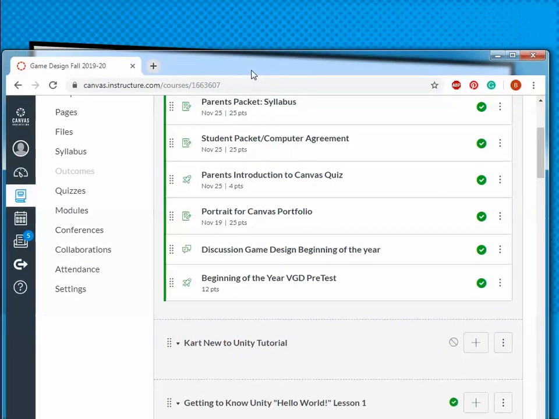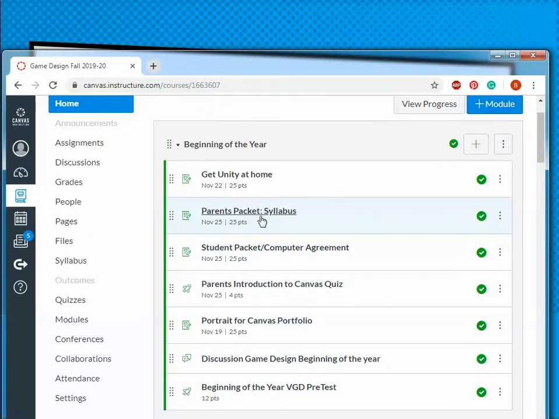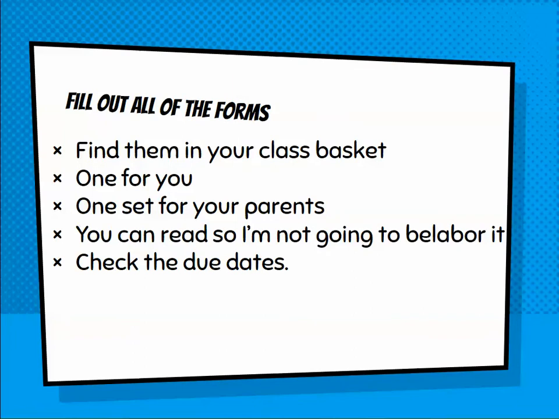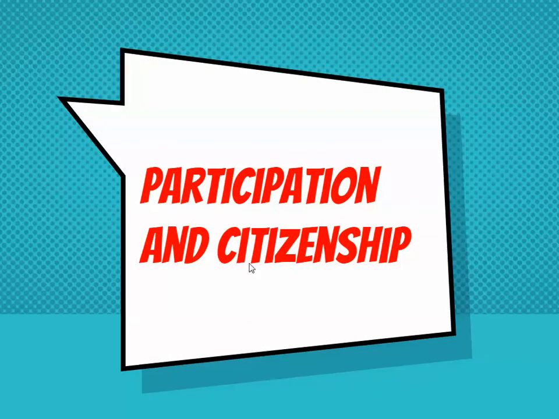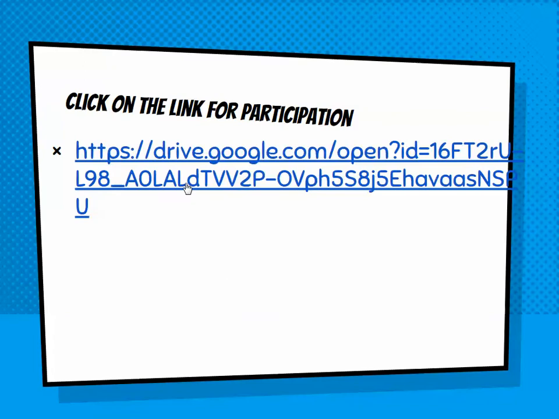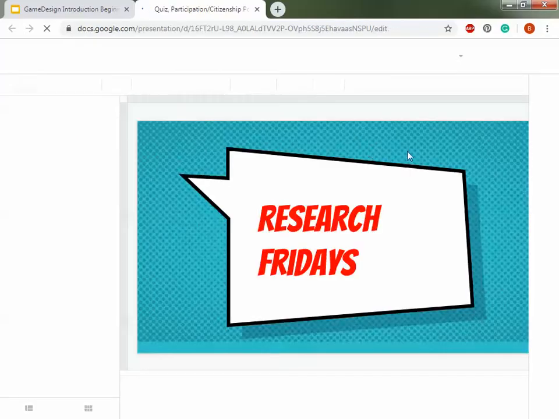If you also want another way to look at it, here's the parent's packet, here's the student packet. There's a paper version, and there's also this digital version as well, so you can get to it either way. Okay, so you've got some stuff due probably Friday, but check the due dates. Okay, so participation and citizenship is important, so we're going to click here and take a peek at this.